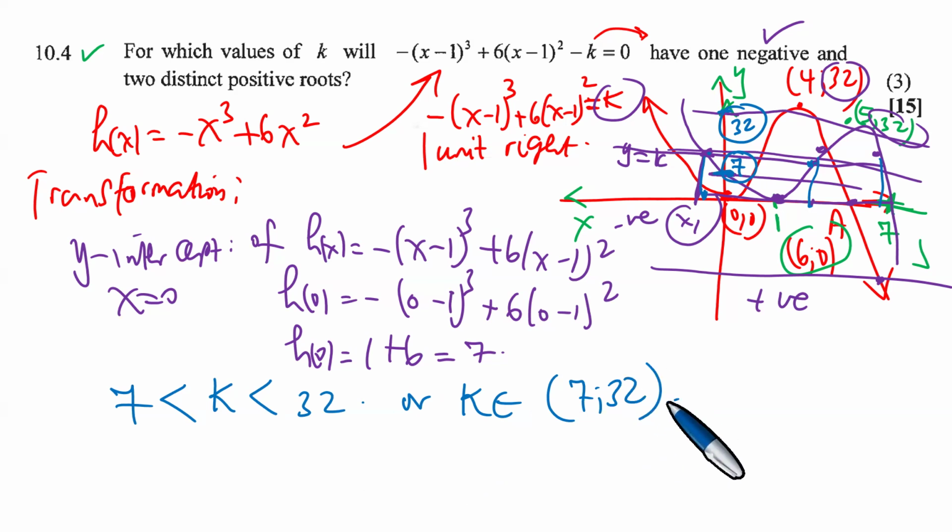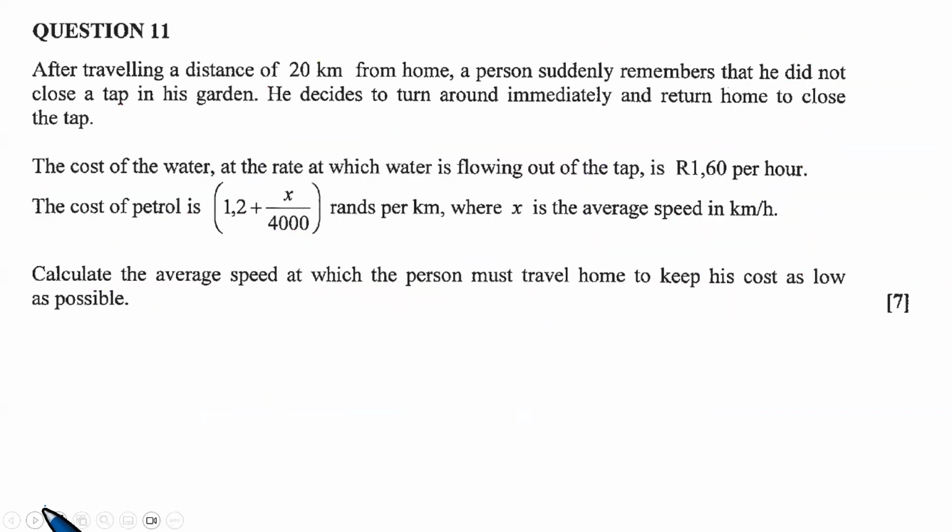We move forward. We proceed to the next question. The next question is very beautiful. After traveling a distance of 20 kilometers from home, a person suddenly remembers that he did not close a tap in his garden. He realizes, hang on, I did not close a tap in the garden. So he decides to turn around immediately and return home to close the tap.